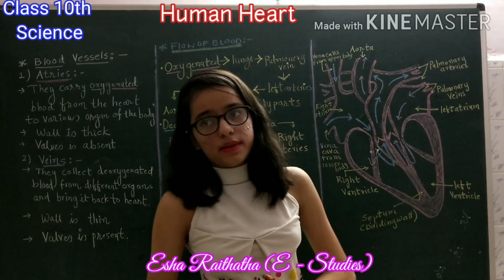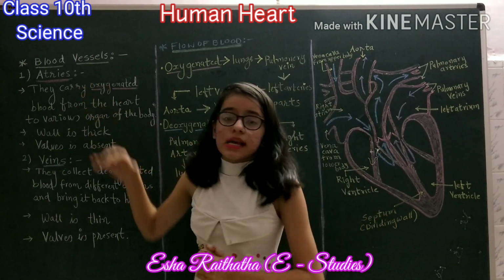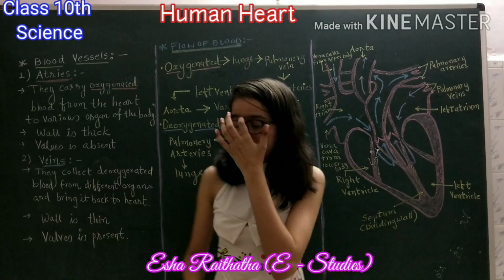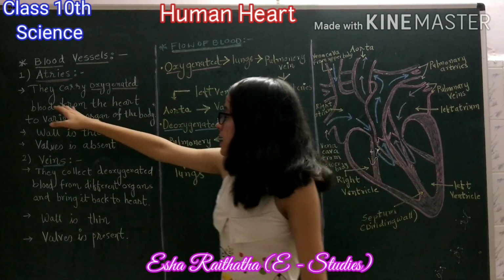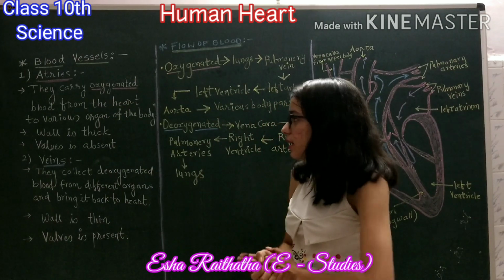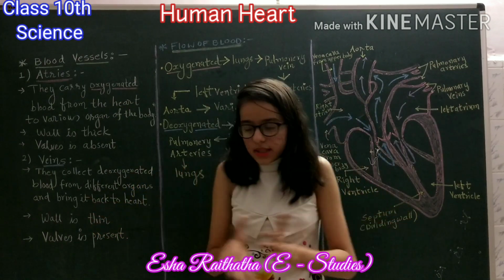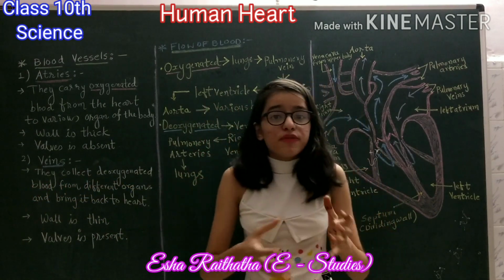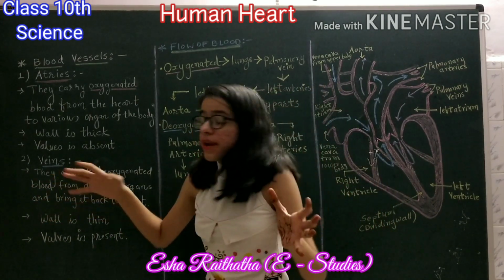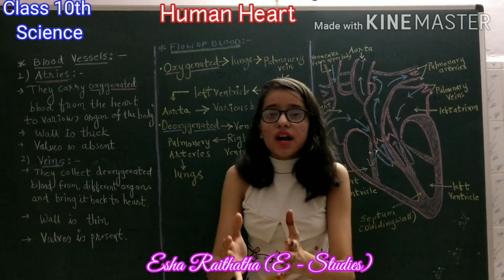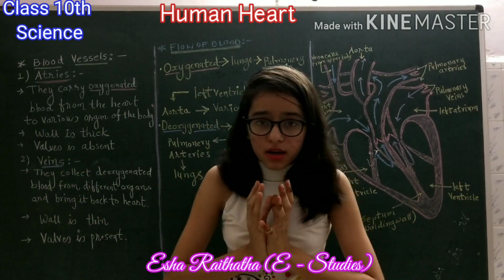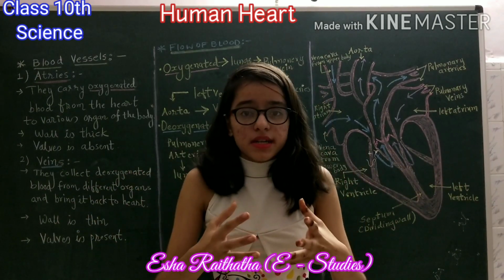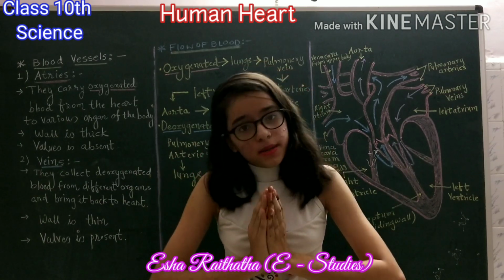Let's go to the blood vessels. There are mainly 2 types of blood vessels, that are arteries and veins. Let's learn about them. Arteries carry oxygenated blood from the heart to the various organs of the body. And veins carry deoxygenated blood from the different organs and bring it back to the heart. The work of the arteries is to carry the oxygenated blood from the heart to the various parts of the body. And the work of veins is to collect deoxygenated blood and bring it back into the heart.